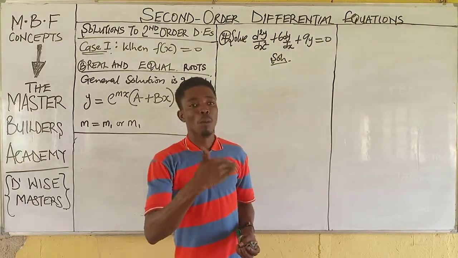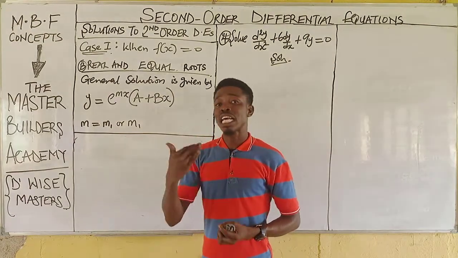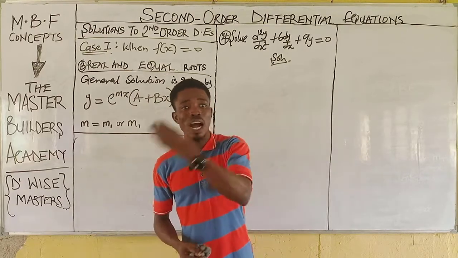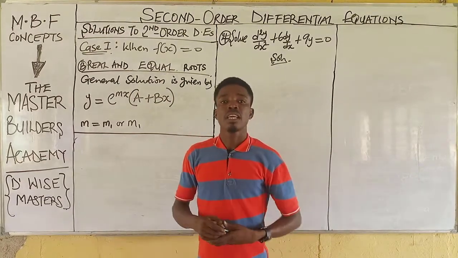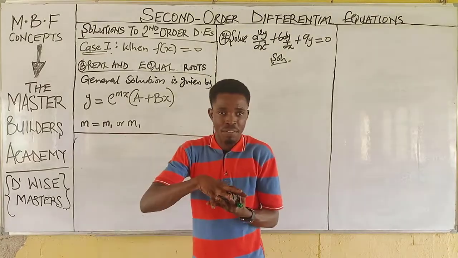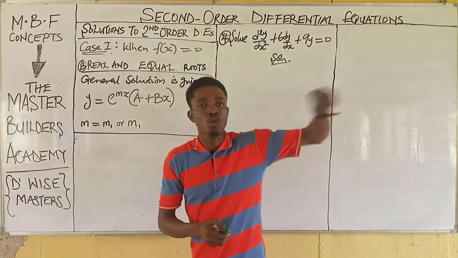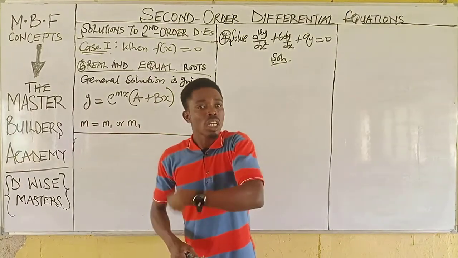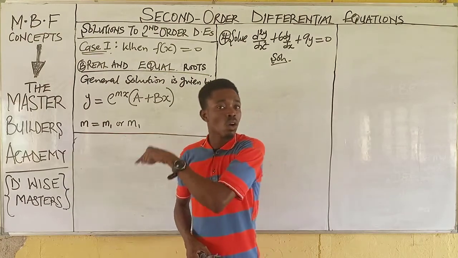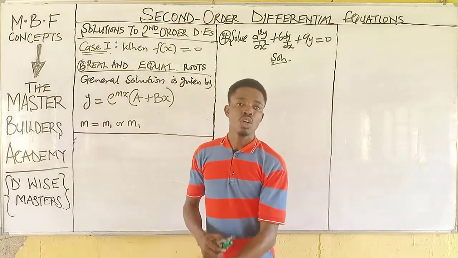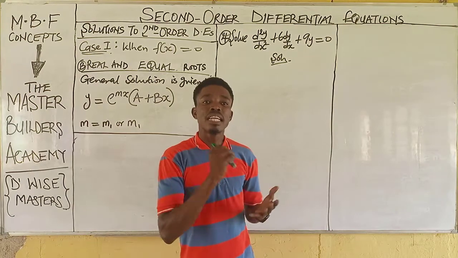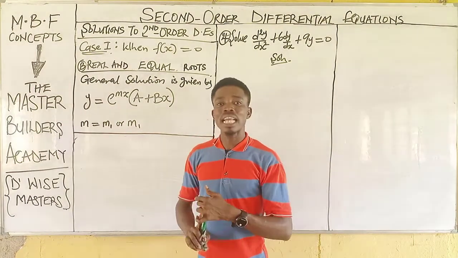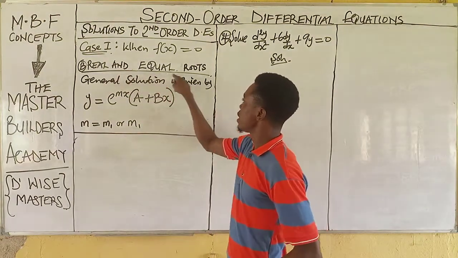We said that for us to be able to provide a solution effectively for a second order differential equation where f of x is equal to 0 at the right hand side of the equation, the result that you have is what determines the root of the equation, the category or the type of solution that we have for that second order differential equation. So now we have looked at real and different roots. Now we are looking at real and equal roots.